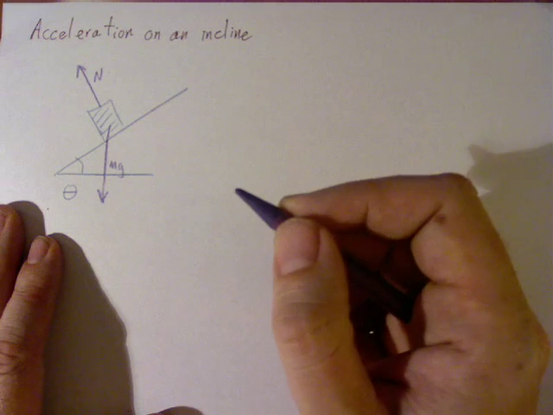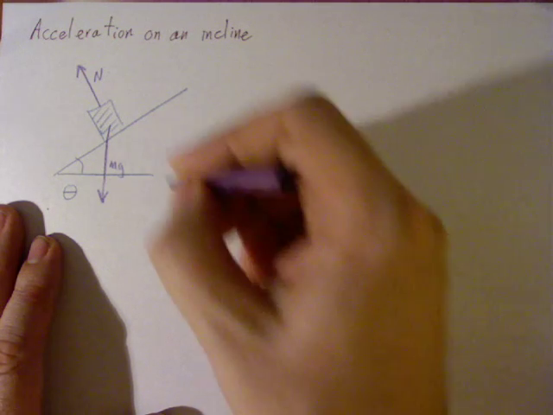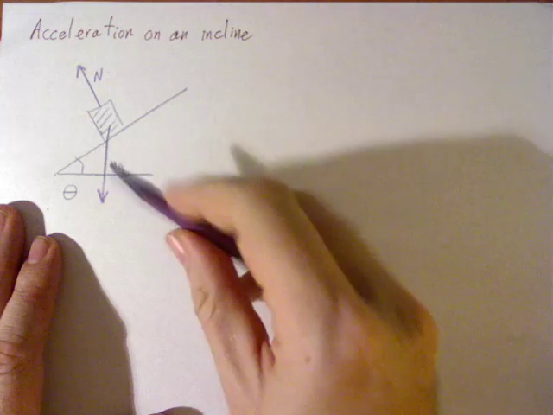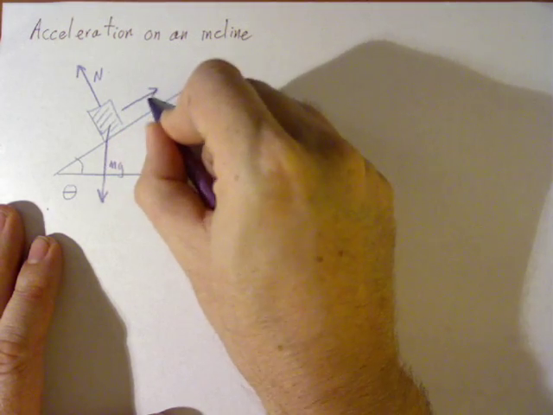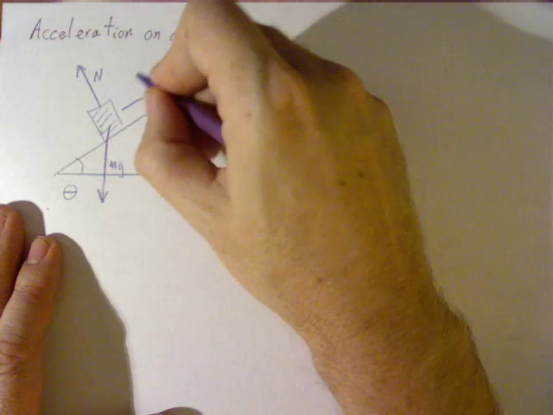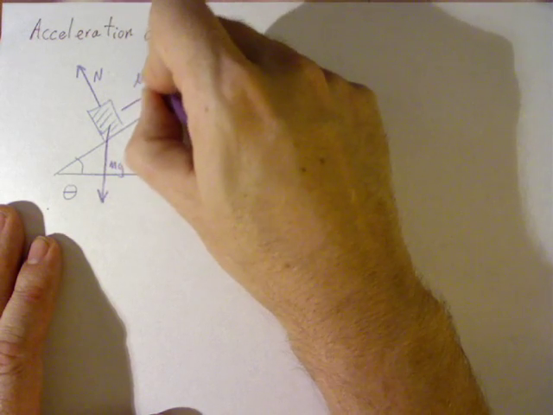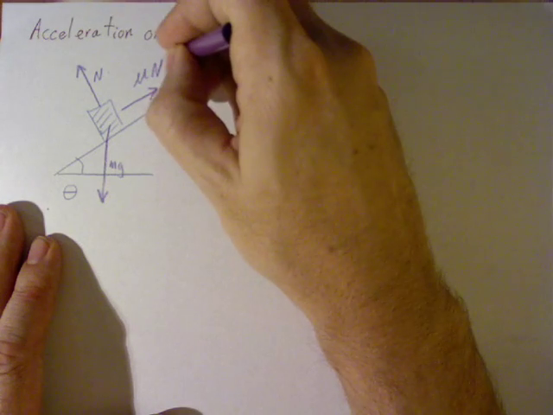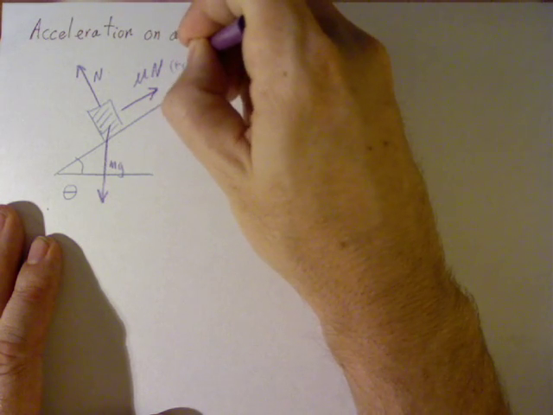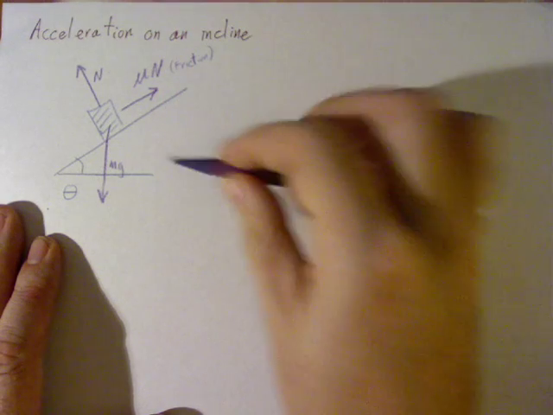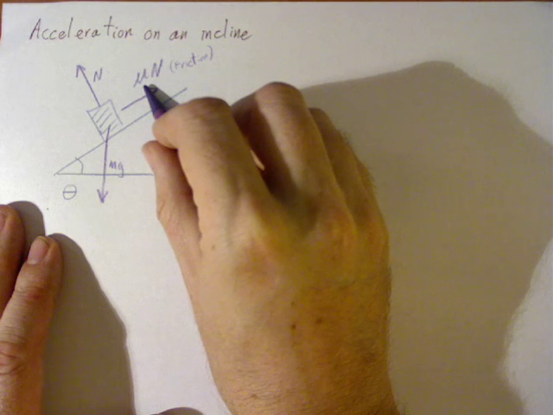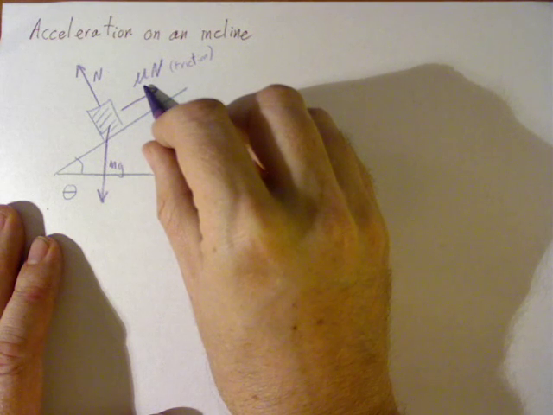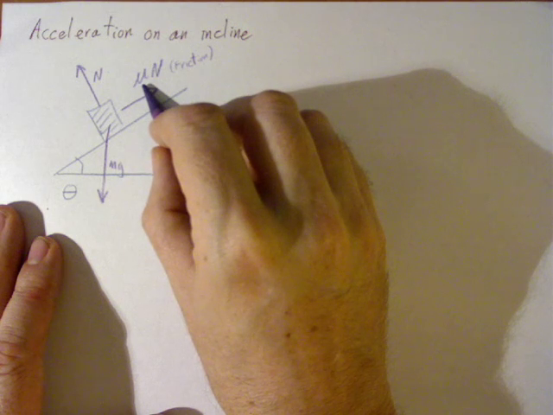We also have friction, or we may have friction. Since this block will be sliding down the incline, friction will be pointing back up the incline. We'll mark this as mu n, or simply friction, where mu is the coefficient of friction. We can use either the static coefficient if it is sitting still, or the kinetic coefficient if it is already moving.